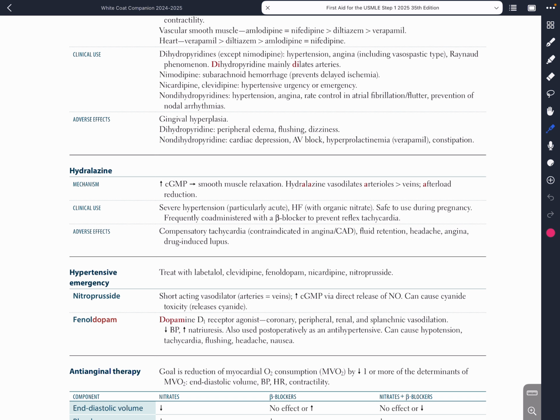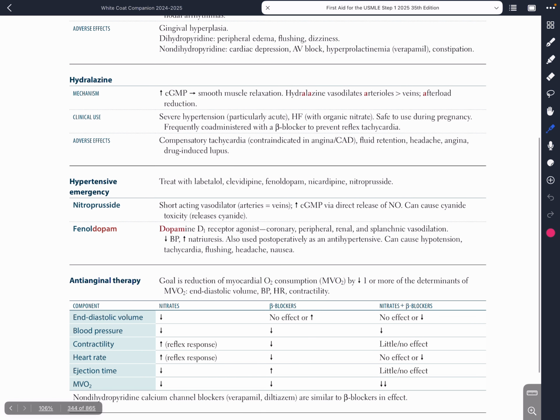Non-dihydropyridine calcium channel blockers' adverse effects are cardiac depression, AV block, hyperprolactinemia with verapamil, and constipation. Both hyperprolactinemia and constipation are adverse effects of verapamil.